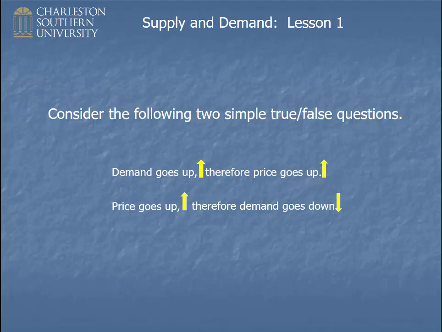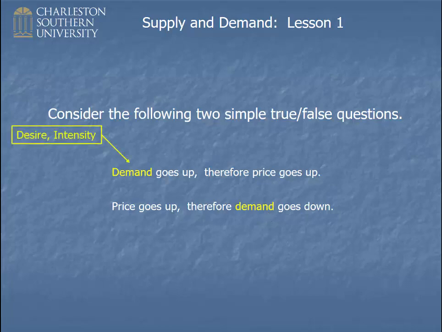It's logically inconsistent. Each statement seems true on its own, but when you consider them together, something is wrong. The thing that's wrong is this word demand. It has two different meanings in these statements, and it generates a lot of confusion for students.